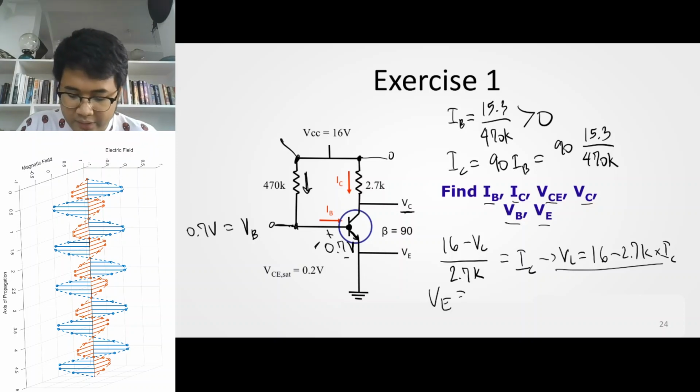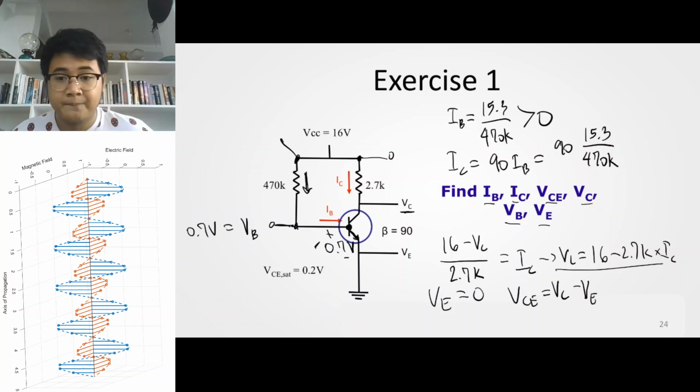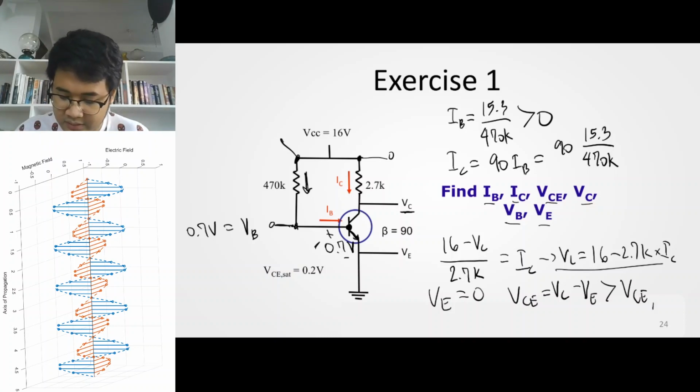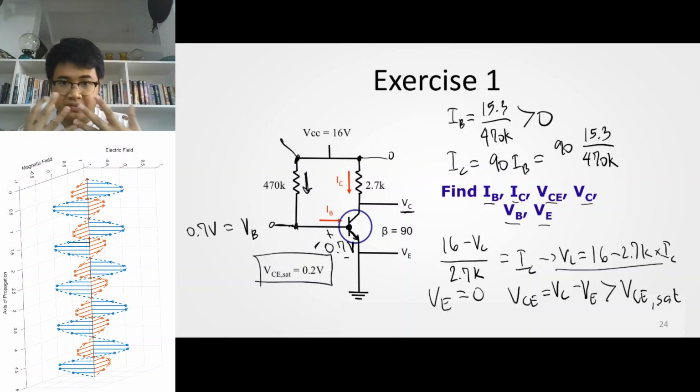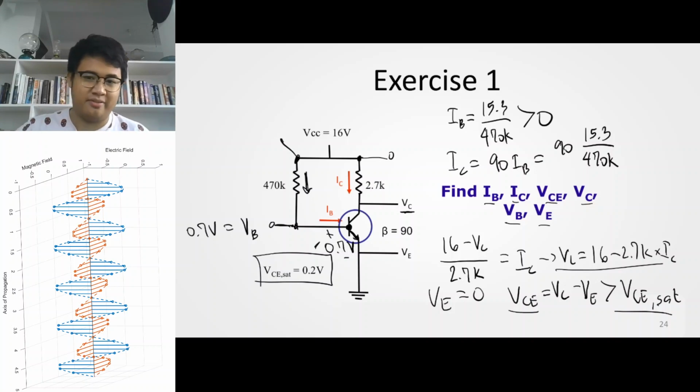VE is directly connected to ground, therefore it's 0, and VCE is equal to VC minus VE. You have to verify if this is greater than VCE saturation, and normally VCE sat is set at 0.2 volts. If you have verified that VCE is greater than VCE sat, then we know that the transistor is operating in the forward active region. I'll leave it to you to calculate these. I don't have a calculator with me, so verify if we're correct.